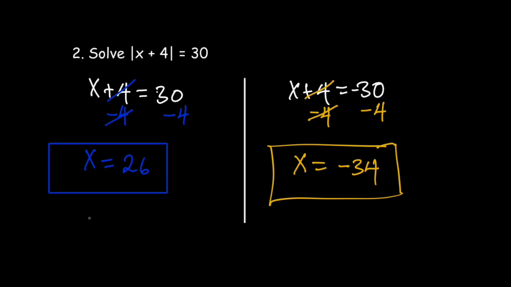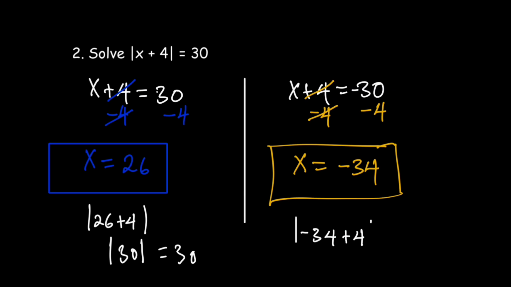When x is equal to positive 26, we're going to be getting 26 plus 4, and this is going to give us the absolute value of 30, which is of course equal to 30. So that is true. Then when x is equal to negative 34, we're going to be getting the absolute value of negative 34 plus 4, and from here negative 34 plus 4 is giving us negative 30, absolute value of that, and the absolute value is going to force this to become positive. So this is also true.